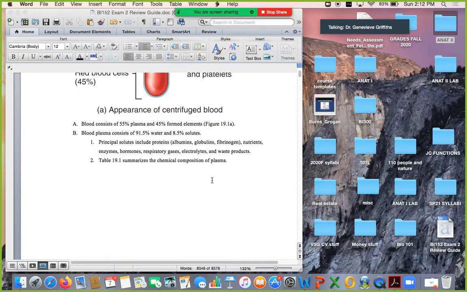So some of the things that are dissolved in this aqueous solution are going to include multiple different proteins. Some you might recognize, like albumins, like it's found in your sera, globulins, like hemoglobin, and fibrinogen, which is involved in the clotting response. Also going to have nutrients and enzymes and hormones and different respiratory gases that are being delivered or taken away, electrolytes and waste products, etc. So basically it's a delivery service.